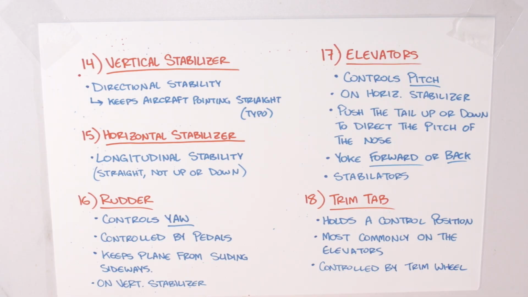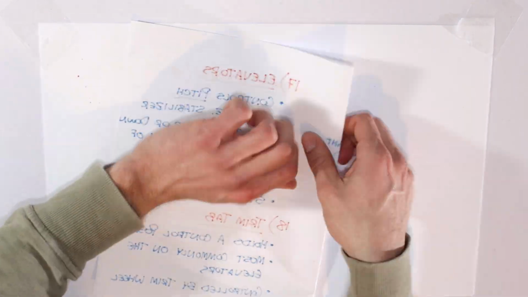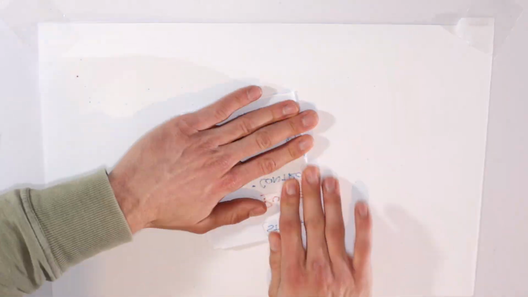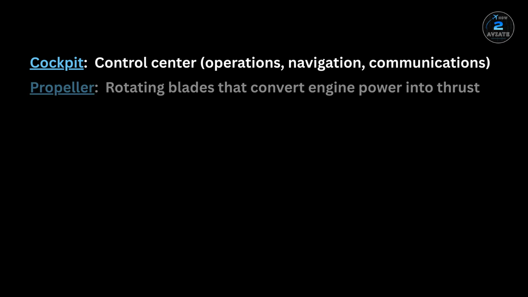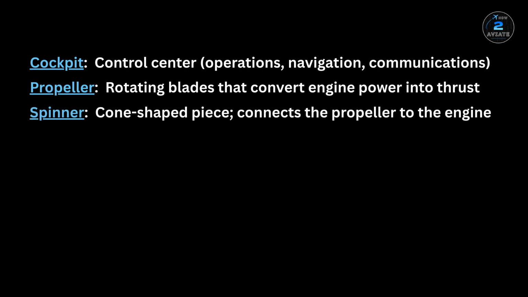Alright, that sums up the basic anatomy that you need to be familiar with at this point in the game. Let's do a quick review of all 18. The cockpit is the control center of the aircraft where pilots operate, navigate, communicate, and manage all systems. The propeller is the set of rotating blades that produces thrust, each blade being attached to the propeller hub or spinner, which is the cone-shaped piece that connects the blades to the engine.